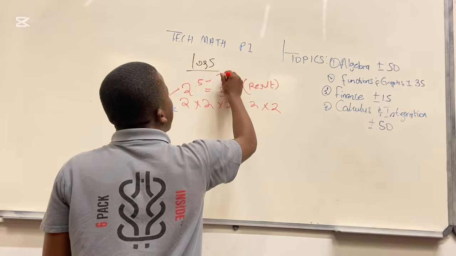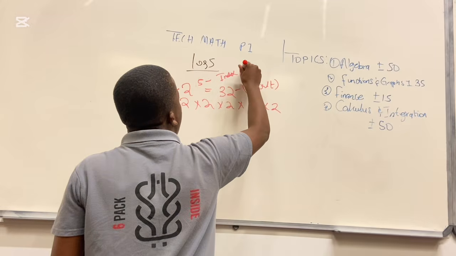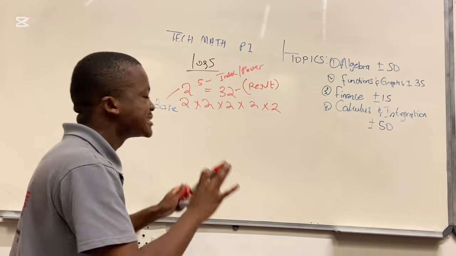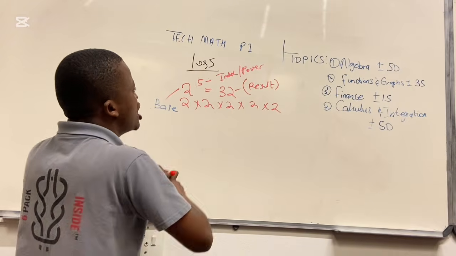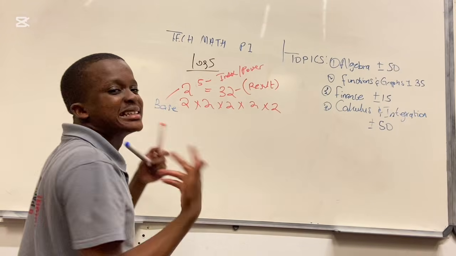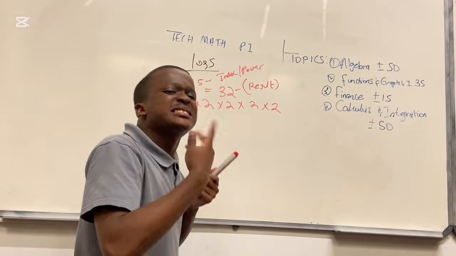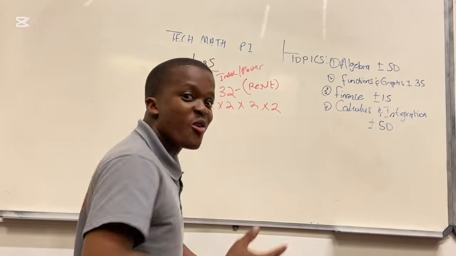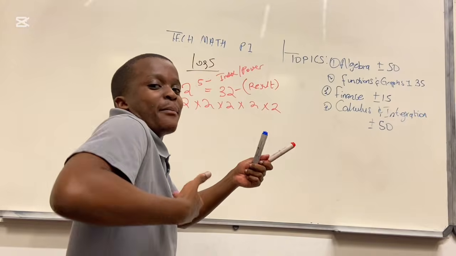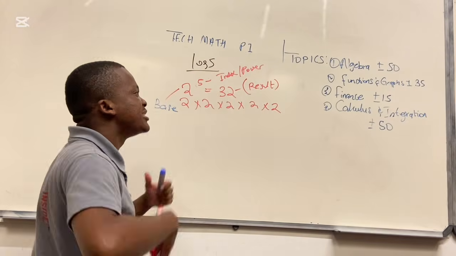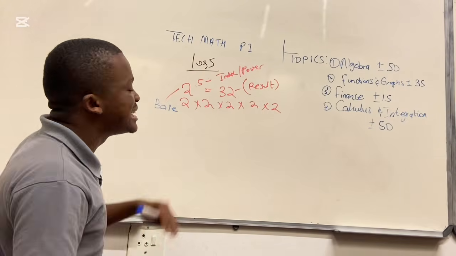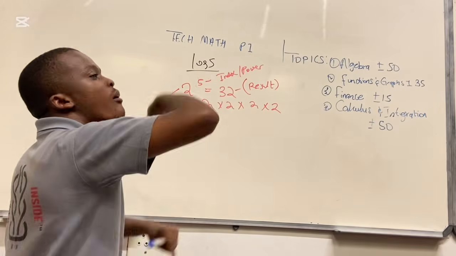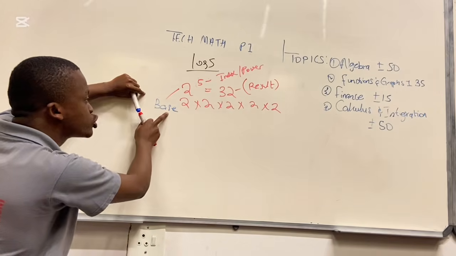This 5 is the index, or the power raised to. The base we are using is 2, which is raised to 5. That's why I'm saying that 5 is the index, 32 is the result. It's what will be produced by 2 to the power of 5. And then 2 is the base.